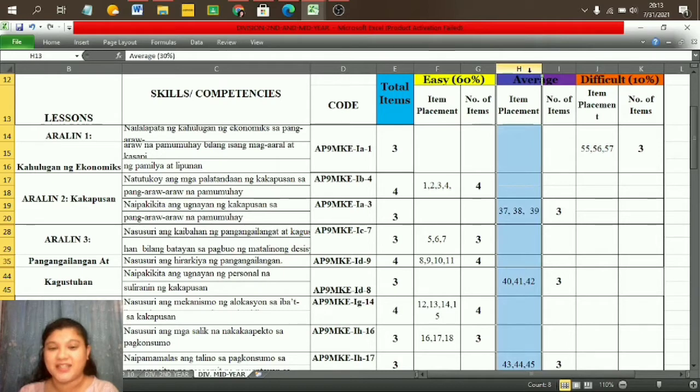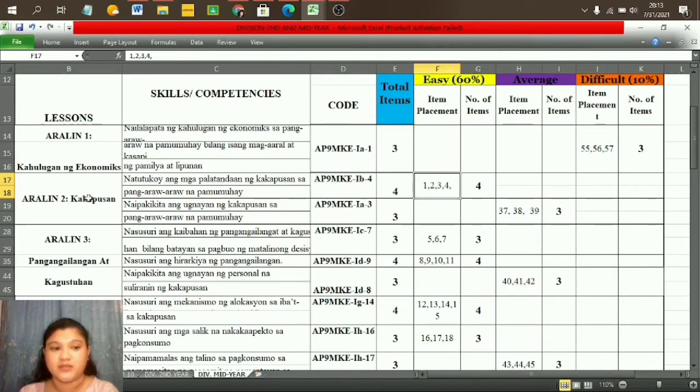And then each item would correspond to the aralin or the lesson that it would portray. So in this one, for araling 2, which is the kakapusan, we could see that numbers 1 to 4 would include questions with regards to lesson 2.